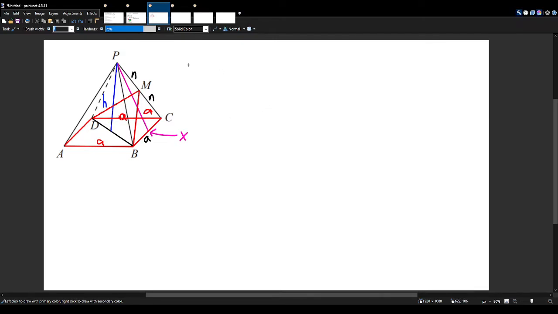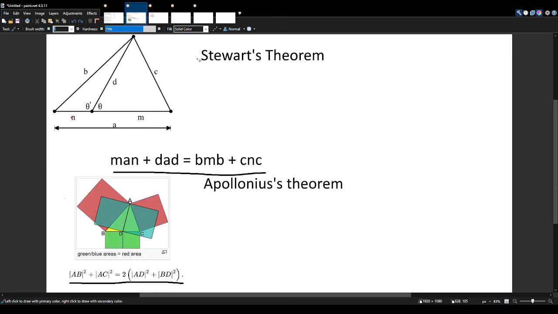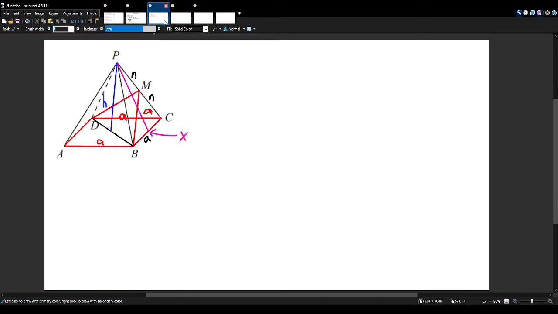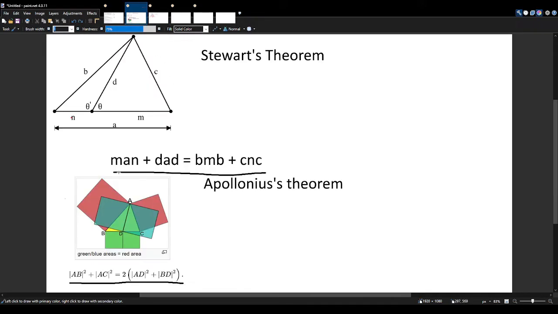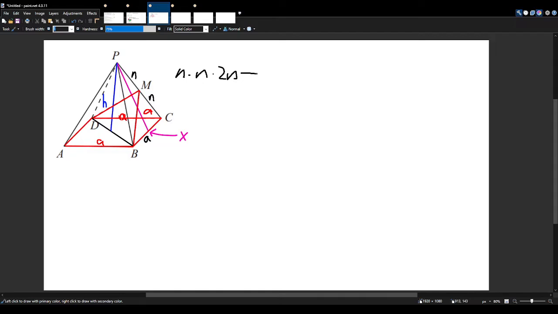So now let's just apply the theorem, right? Insert all the variables. So you have n times 2n, which is this entire length, plus a squared times 2n equals a squared times n plus 2n times n times 2n.